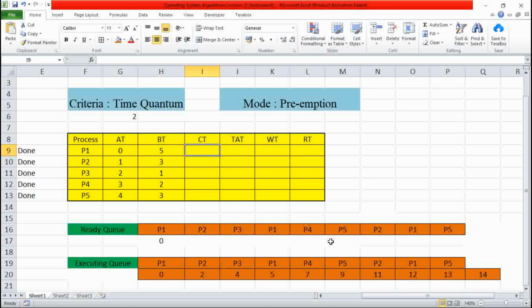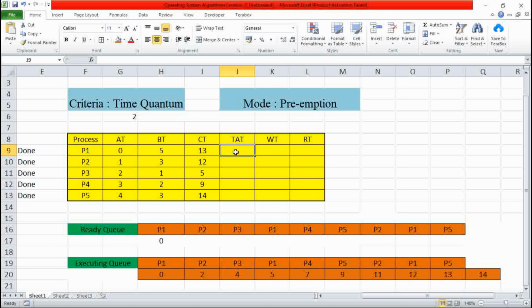CT. P1 got completed at 13. So CT here becomes 13. Check for P2. P2, it's 12. You might ask, why not 11? Because P2 got the CPU at 11 and got completed at 12. Okay. Now P3. P3, it's 5. Check where it's P3. Yes, it's 5. P4, it's 9. P5, it's 14.